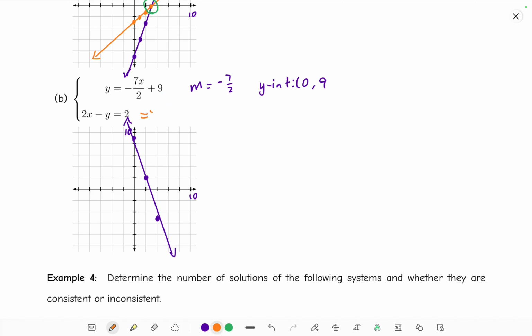The second one's not in slope-intercept form, but what I can do is subtract 2x. So we get negative y equals negative 2x plus 2. But then I still have a negative on the y, so you have to divide by negative 1. So y is 2x minus 2. So we have a slope of 2 and a y-intercept of negative 2. So (0, negative 2). And then a slope of 2, up 2 over 1, up 2 over 1, and then draw a line.